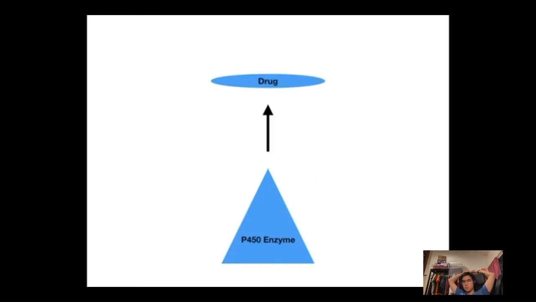Now let's go back to this slide. What happens when you put an inducer of P450 into the equation? The inducer is shown here in green. This could be any one of those drugs we just listed: carbamazepine, rifampin, alcohol, phenytoin, griseofulvin, phenobarbital, or sulfonylureas.